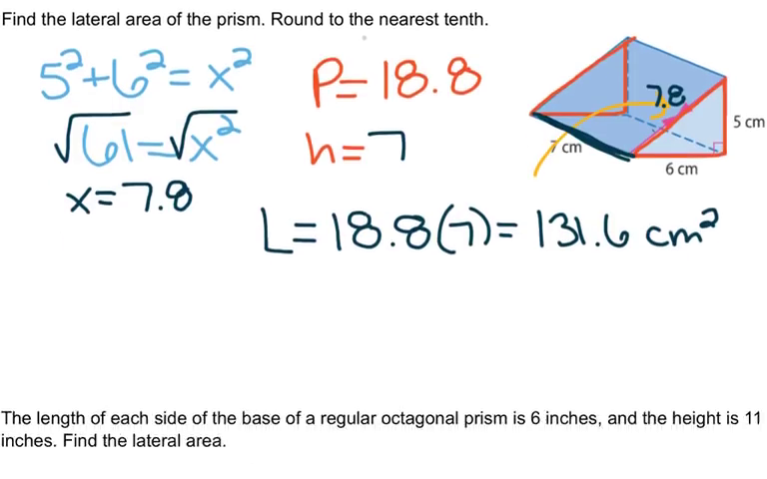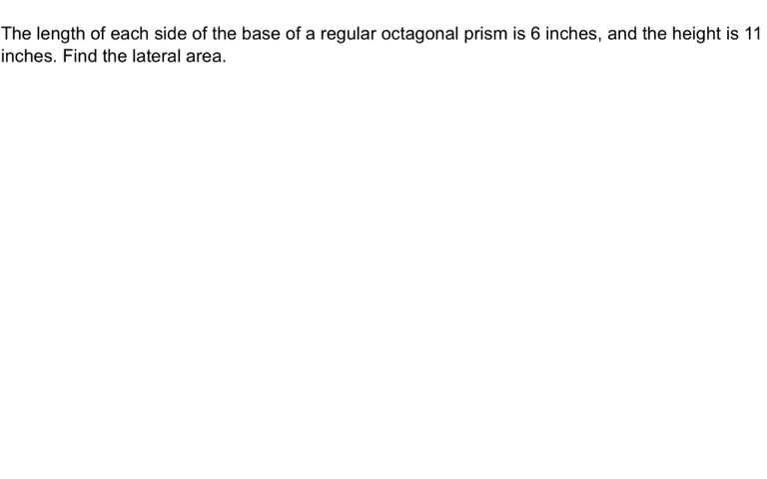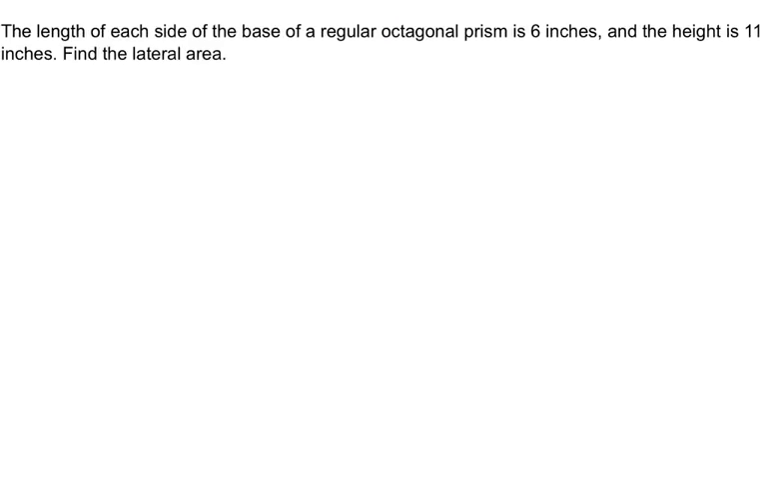Alright, let's go to another example here. Here, you don't have a picture, you just have it in words. The length of each side of the base of a regular octagonal prism, right there, that's going to be key, is 6 inches and the height is 11 inches. So we have a regular octagonal prism, so we know that each side is 8. And don't forget that regular means it is equilateral. So it's an equilateral octagon. And it says that each side of that base is going to be 6.